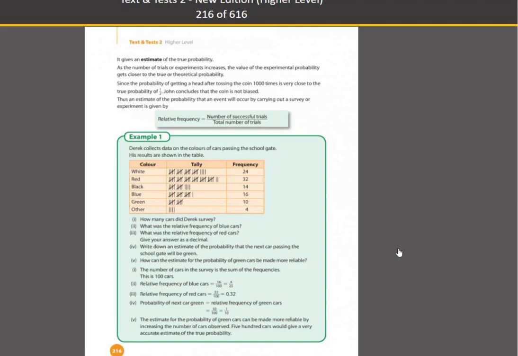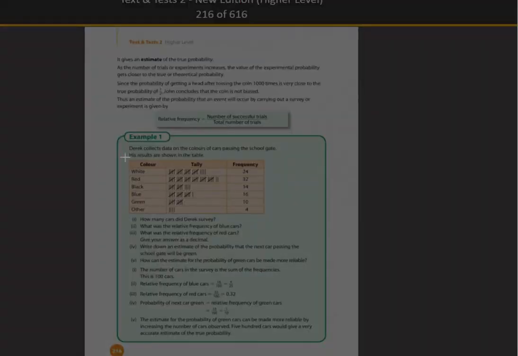Now, that brings us on to our next section here, which is to do with frequency tables.